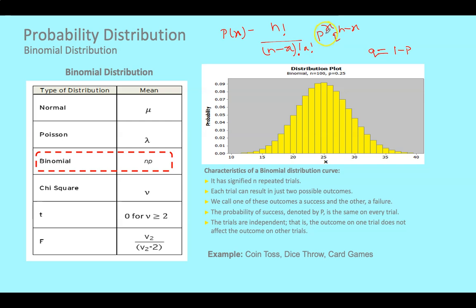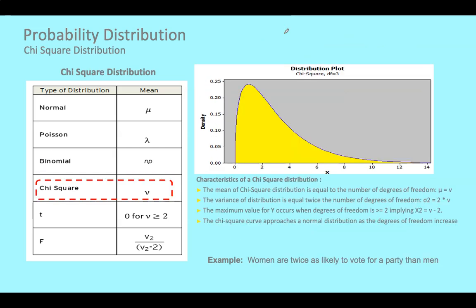So here are P and Q, and we have two assumptions we are going to make: the probability of getting head or not getting head, or the probability of getting pass or not getting pass, that is, failure and success. I hope you understood. Now moving further, let's talk about the chi-square distribution.